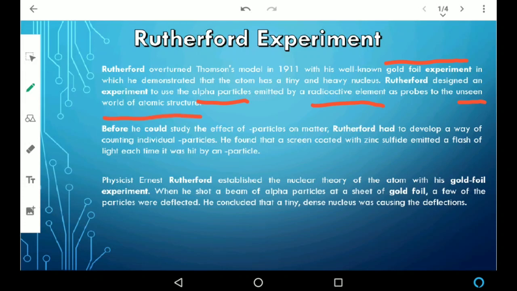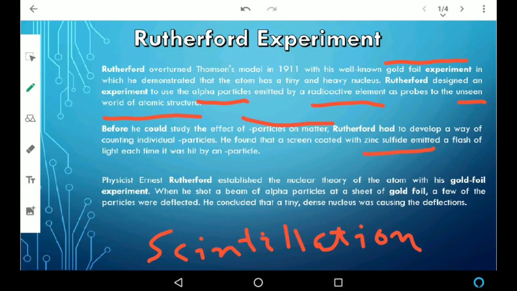Okay, so what was the basis and how did he perform it? Before he could study the effect of alpha particles on matter, Rutherford had to develop a way of counting the individual particles. Therefore, he chose zinc sulfide. Why did he choose zinc sulfide? The reason behind choosing zinc sulfide was the property of scintillation. I am writing over it. Property of scintillation. Okay, so what is the property of scintillation?